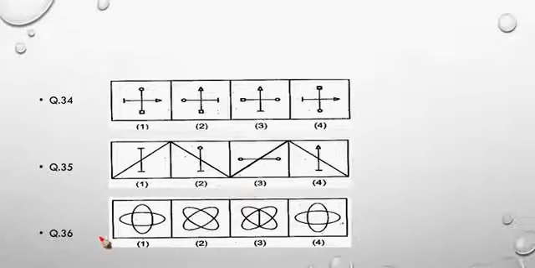Let's go to question number 36. In question number 36, there are two oval shaped designs, which are kept one over the other at different angles in all the four problem figures. But in case of problem figure 3, there is another line drawn which is vertical at the center. Because of this vertical line, this figure stands out as the odd man out figure.